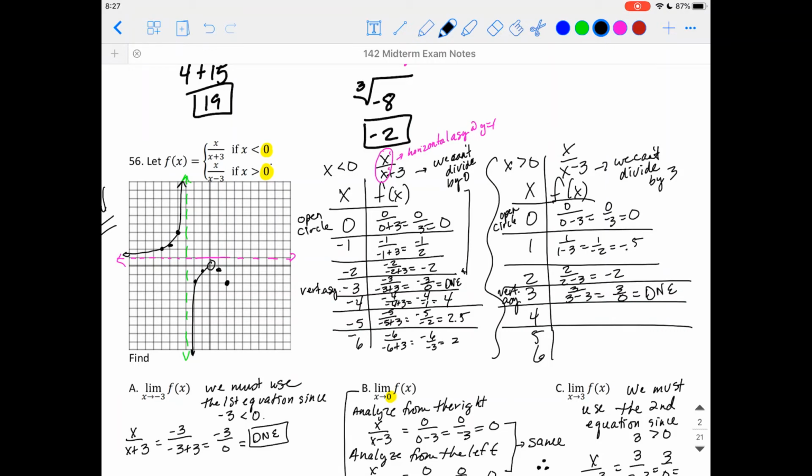So let's write that one down. Let's put it right here. And then at 4, we're going to have 4 over 4 minus 3. So 4 over 1, which is 4. At 5, it'll be 5 over 5 minus 3, which is 5 over 2, which is 2.5. And then for 6, it'll be 6 over 6 minus 3, which is 6 over 3, which is 2.